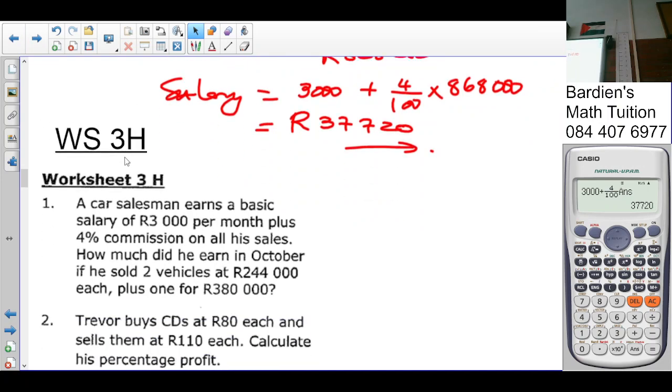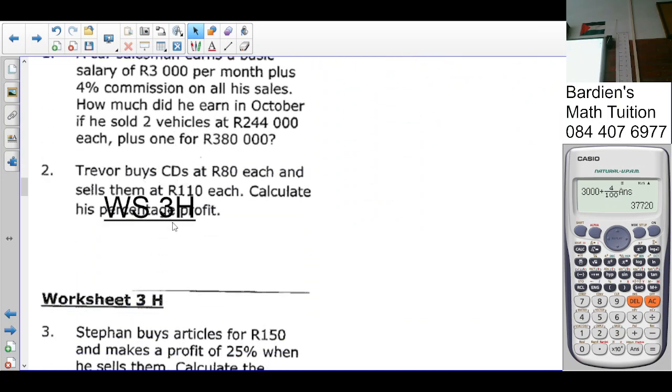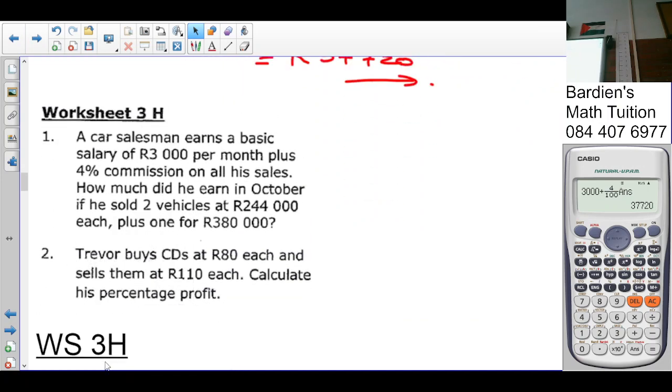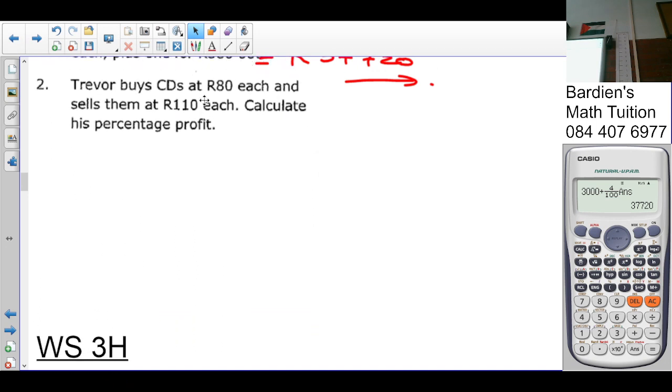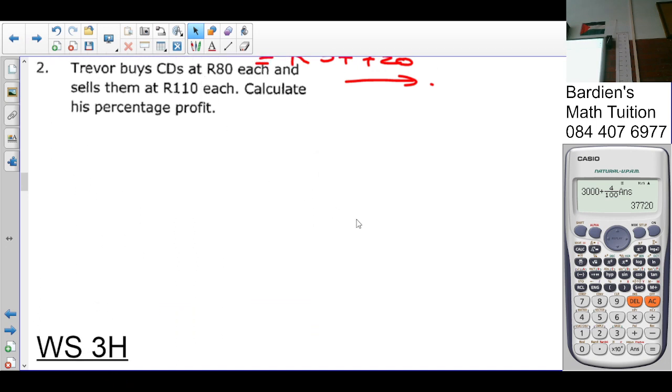You look at the next up. Number 2. Trevor buys CDs at 80 Rand each. You guys know what the CD is? Yes. Okay.